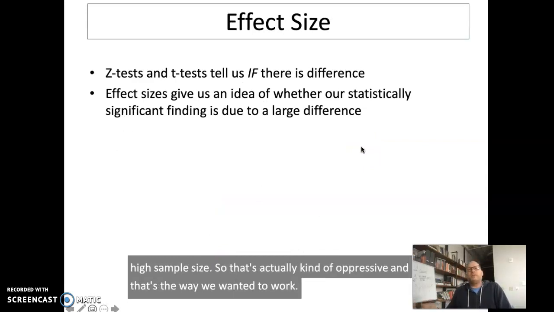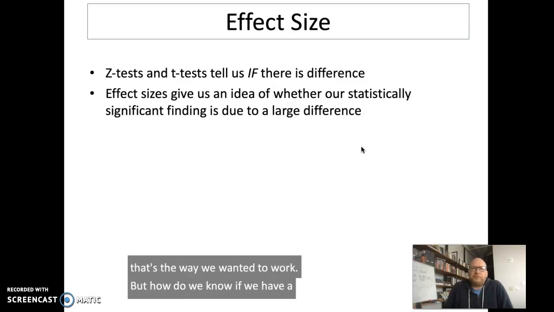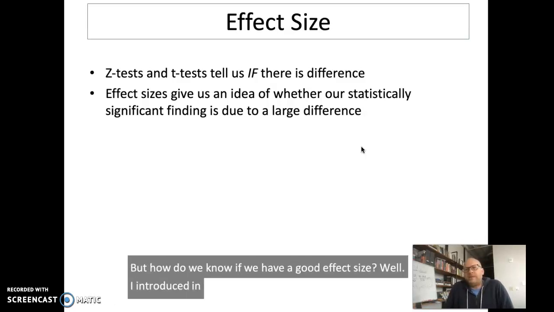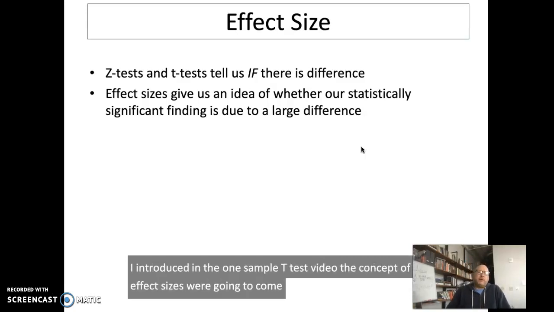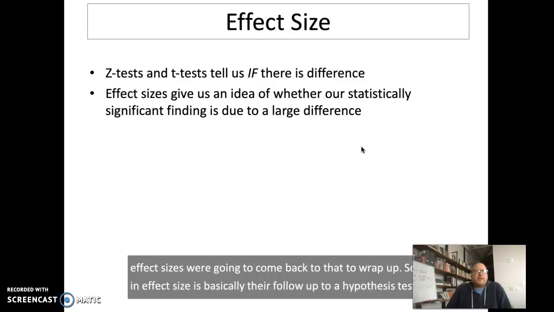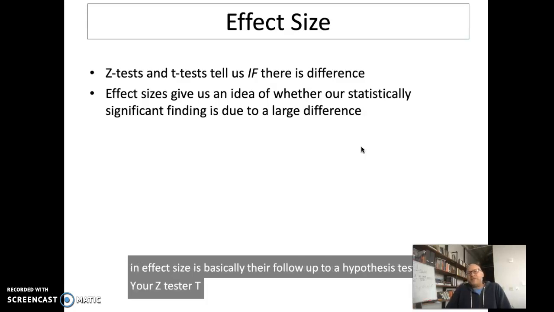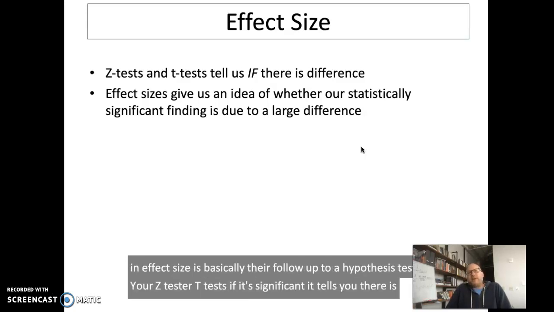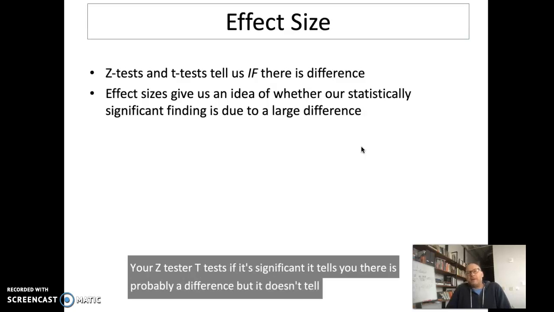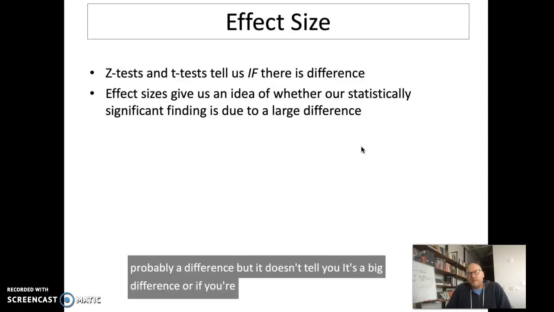But how do we know if we have a good effect size? Well, I introduced in the one sample t-test video the concept of effect sizes. We're going to come back to that to wrap up. An effect size is basically the follow-up to a hypothesis test. Your z-test or t-test, if it's significant, tells you there is probably a difference, but it doesn't tell you if it's a big difference or if you're just using a big sample size.